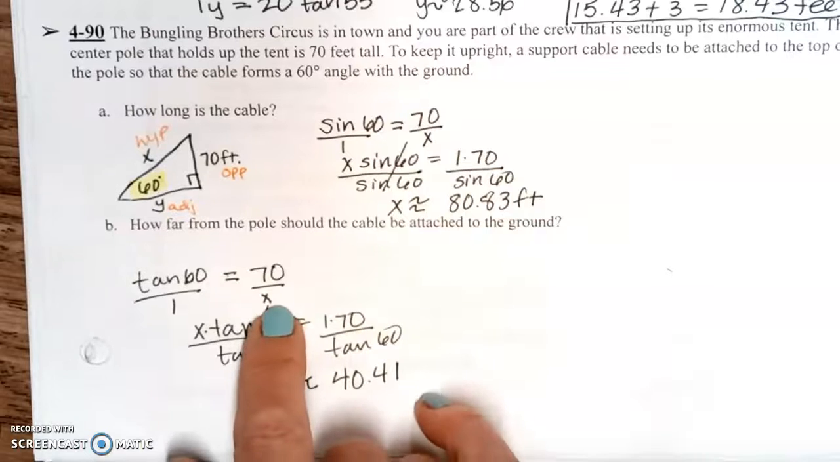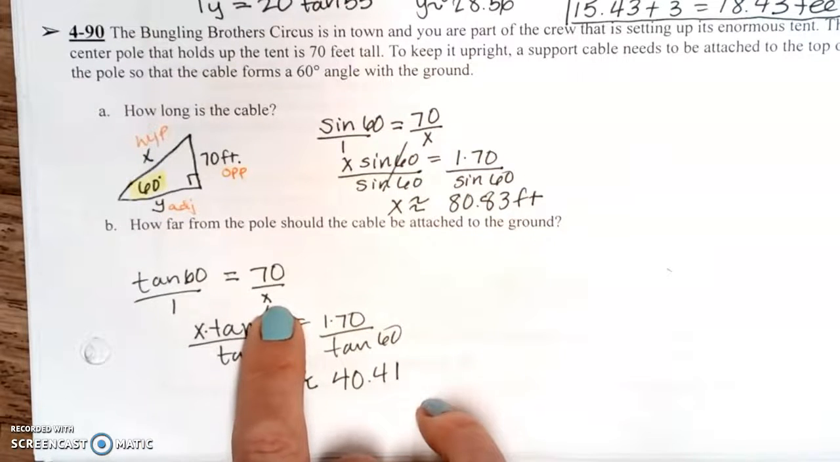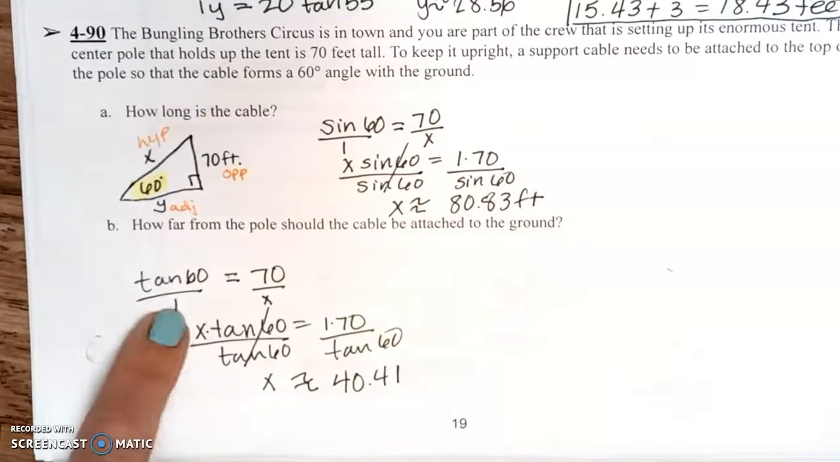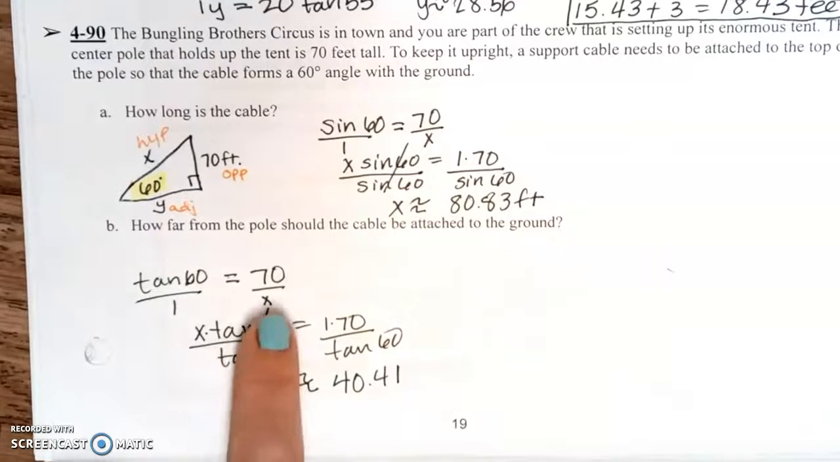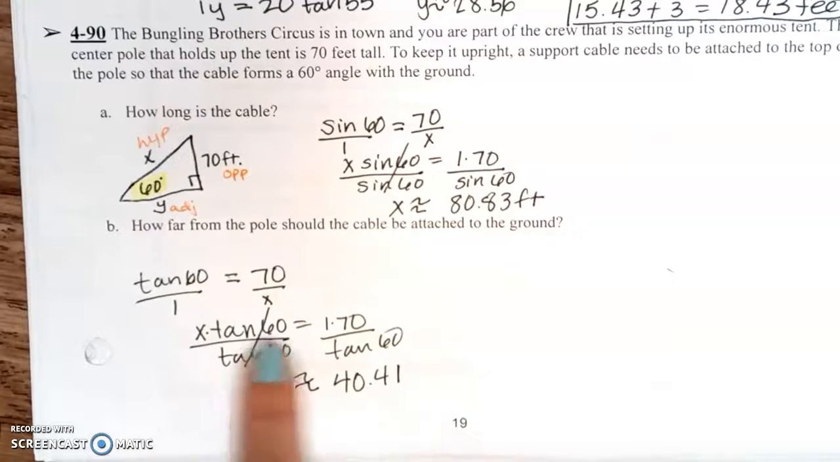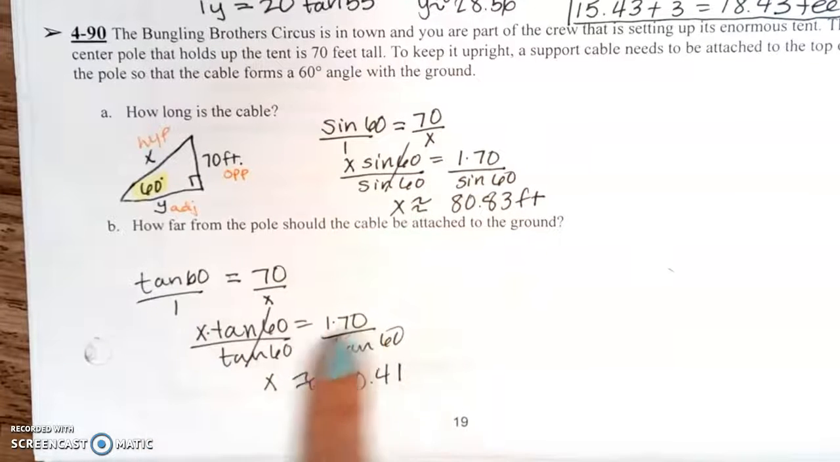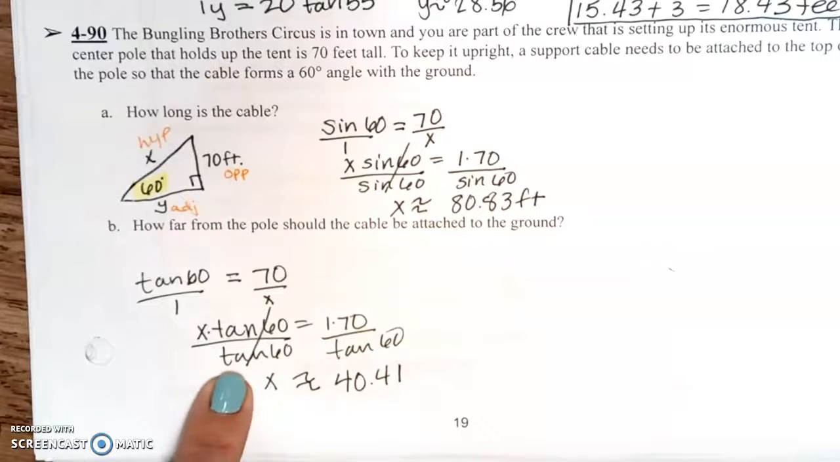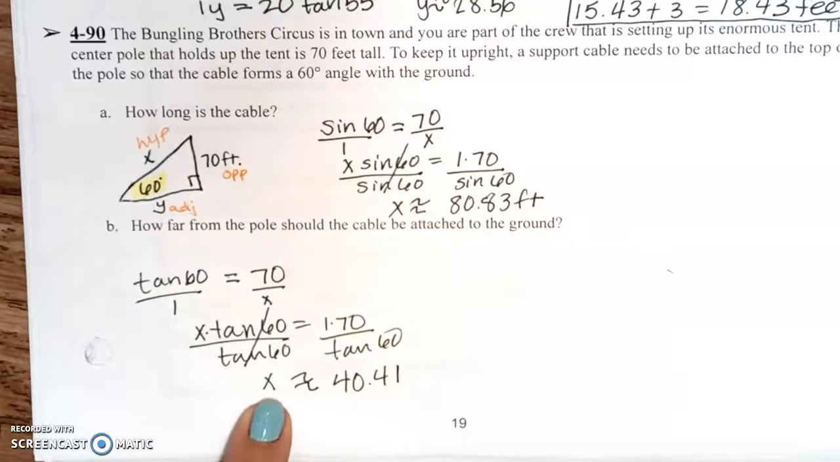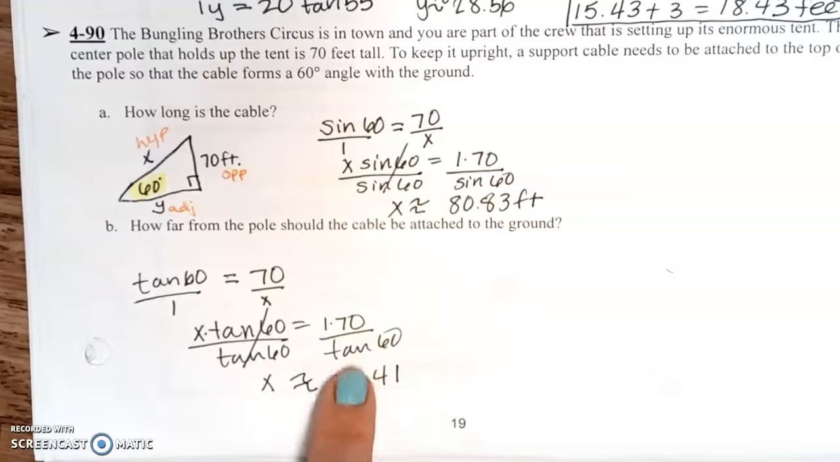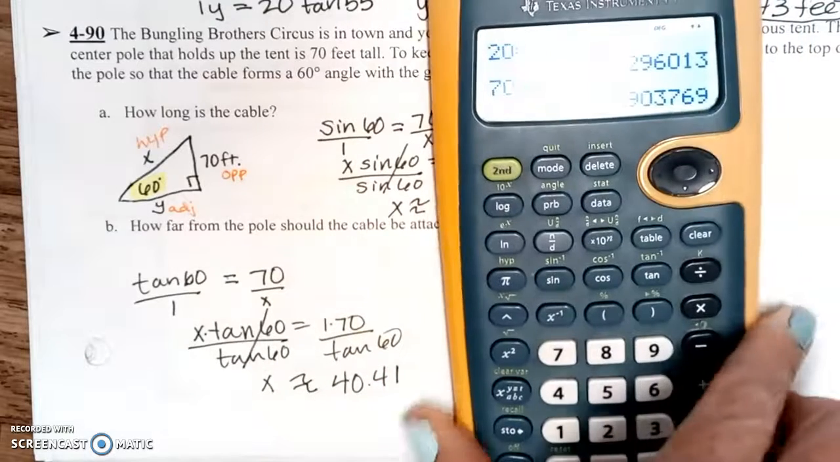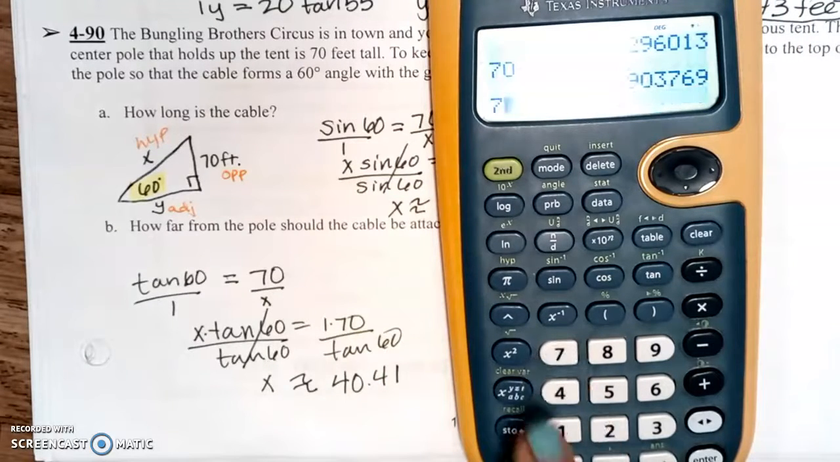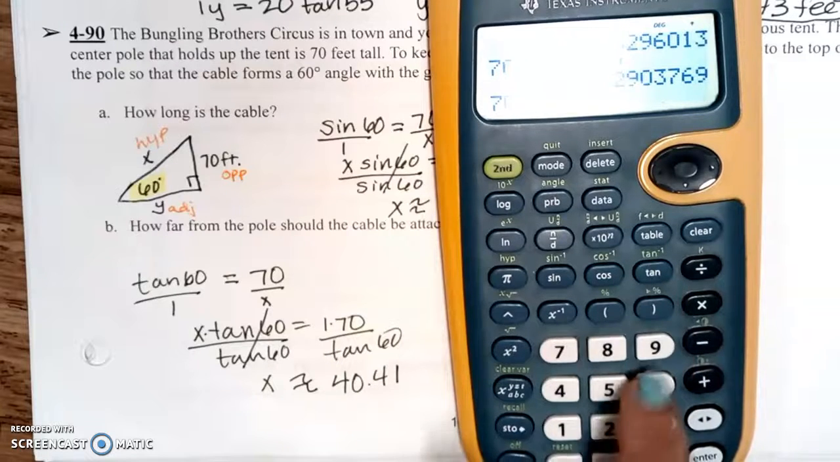Oh, I called it x. I just prefer the variable x. And then I have my proportion by putting a 1 in the denominator. So we're going to multiply using the cross product. X times the tangent of 60 equals 1 times 70. Then we have to divide both sides by the tangent of 60, so they cancel on the left, leaving us with just the x. And then on the right, we have 70 divided by the tangent of 60. So here's what it looks like on the calculator. 70 divided by, this time, the tangent of 60.